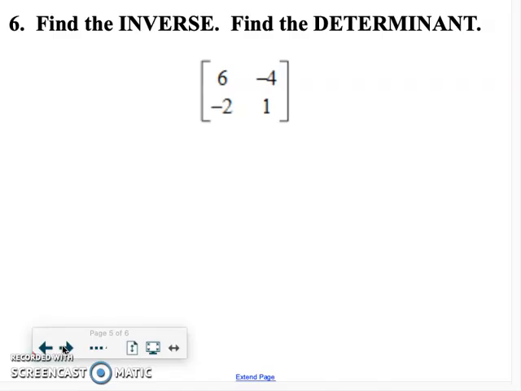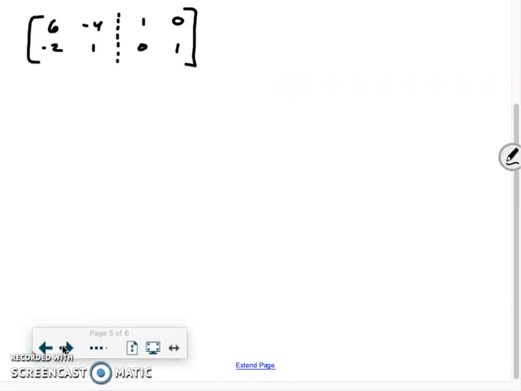Problem number 6, here we want to find the inverse and we want to find the determinant. I'm going to be honest with you, it's probably going to be smart for us to do that in the reverse order. I think it's going to be easier for us to find the determinant first. Again, as we said previously on the other slide, we could find the inverse by doing this, 6, -4, -2, 1, and augmenting with the identity. In fact, you know what? Let's do it that way. So again, this way we're getting some more practice with the elementary row operations.